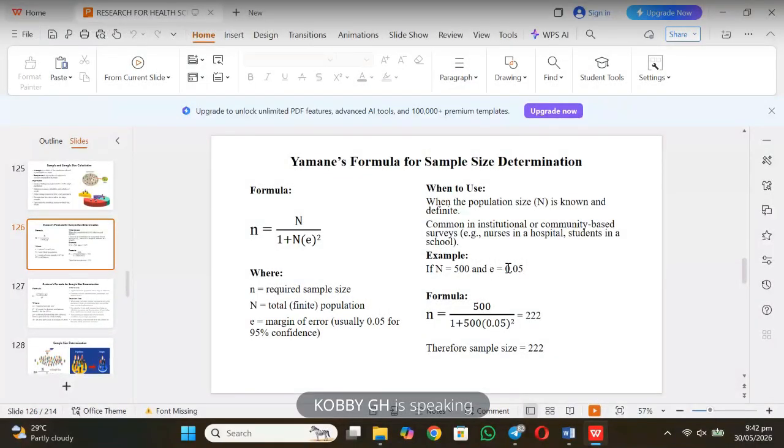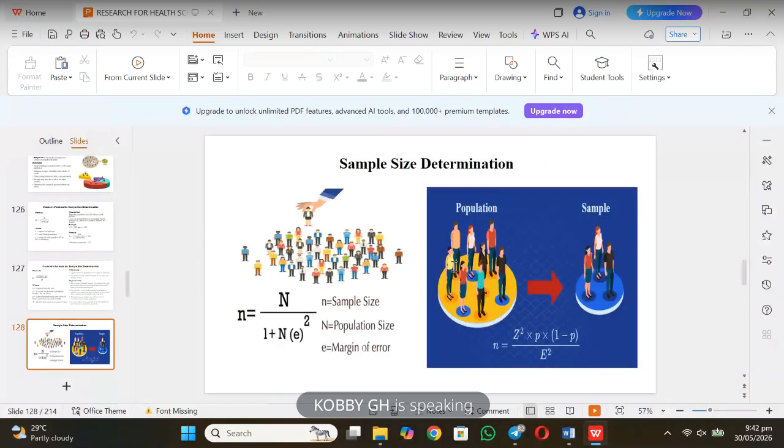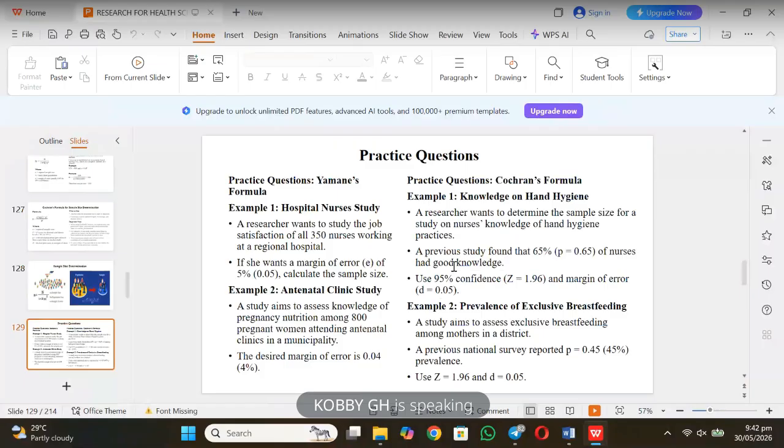Now in Cochran's formula, here we are going to give you the previous study. We will give you what we call the proportion from a previous study. Now, if you are going to use Cochran's formula, what it means is that, let's say I want to do a research among your class, level 202 students, or you are 301. Are you 301? Yes, 301 students. I want to do a research among level 301 students. Now, I want to measure your knowledge. Let's say your sample size is too big for me, so I want to use Cochran.